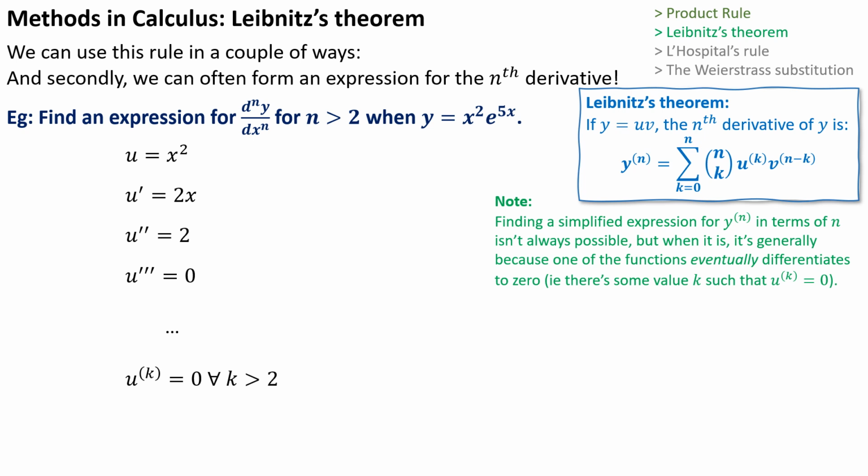So what we can say here is that the kth derivative will be 0 for all values of k that are bigger than 2. And that's why they've had the condition n is greater than 2 in there. Now, what we're going to need for the e to the 5x is the descending derivatives. It's important that we have the ascending derivatives of u, because it doesn't make sense to start at the other end for u.